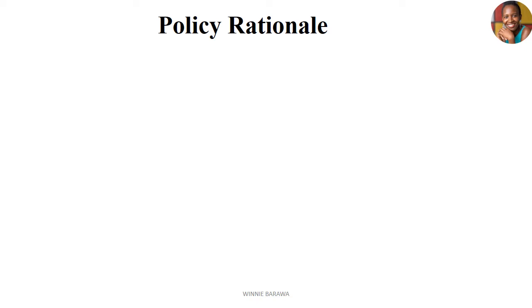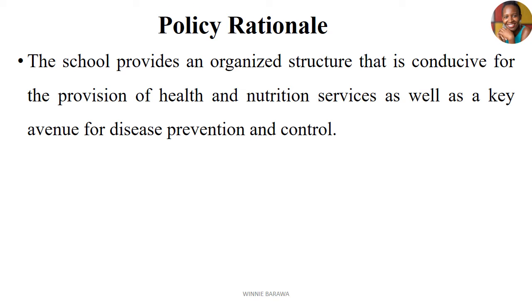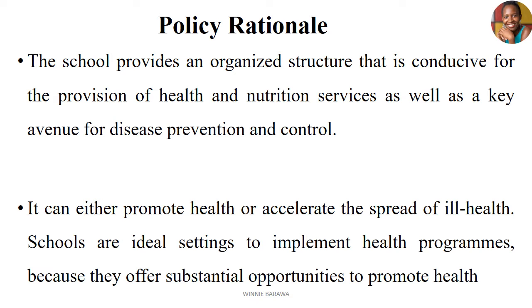Then we have the policy rationale. Rationale means why it is in place. It answers the question of why we have this policy. So this policy provides an organized structure that is conducive for provision of health and social services that are key for disease prevention and control. In the schools, we know that there are health needs for children. And for these health needs, we also have nutrition services. Part of the reason why the policy exists is to meet these needs and to provide the nutrition services.